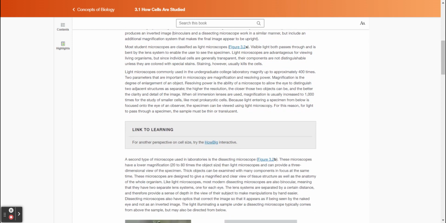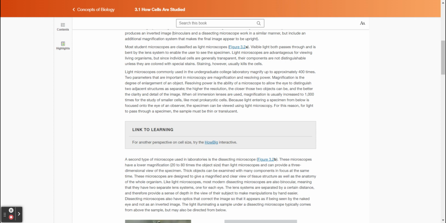Most student microscopes are classified as light microscopes. Visible light passes through and is bent by the lens system to enable the user to see the specimen. Light microscopes are advantageous for viewing living organisms, but since individual cells are generally transparent, their components are not distinguishable unless they are colored with special stains. Staining, however, usually kills the cells. Light microscopes, commonly used in the undergraduate college laboratory, magnify up to approximately 400 times.